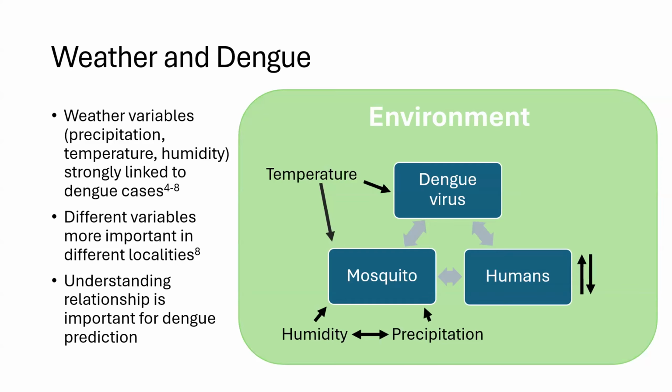What's important to note here, though, is that these variables are different depending on where you are. So something that is an important weather factor in Bangladesh may not apply in Saudi Arabia. There's a lot of local knowledge that needs to be addressed when we're looking at how weather affects dengue and possibly limits the spread of dengue.